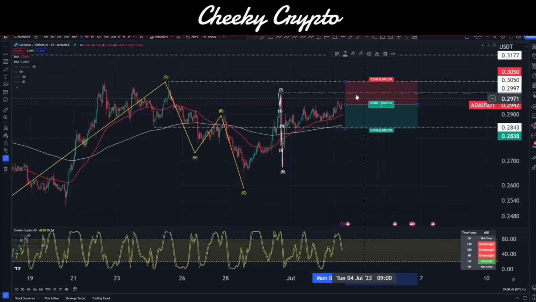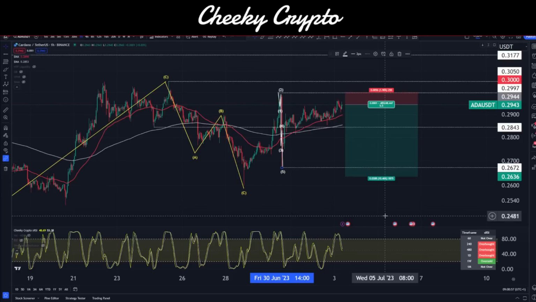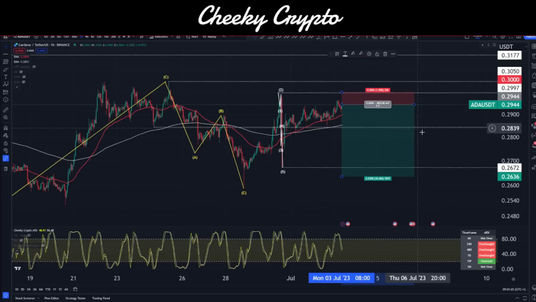Well, I'd be looking at shorting the market, and I'd be putting my stop loss at 30 cent flat, because that would be the invalidation. And I'd be looking at my take profit lower than my wave 5. My wave 5 at the moment comes all the way down here at 26.72. And so we're looking at a really good risk-reward ratio on a potential short trade for Cardano.